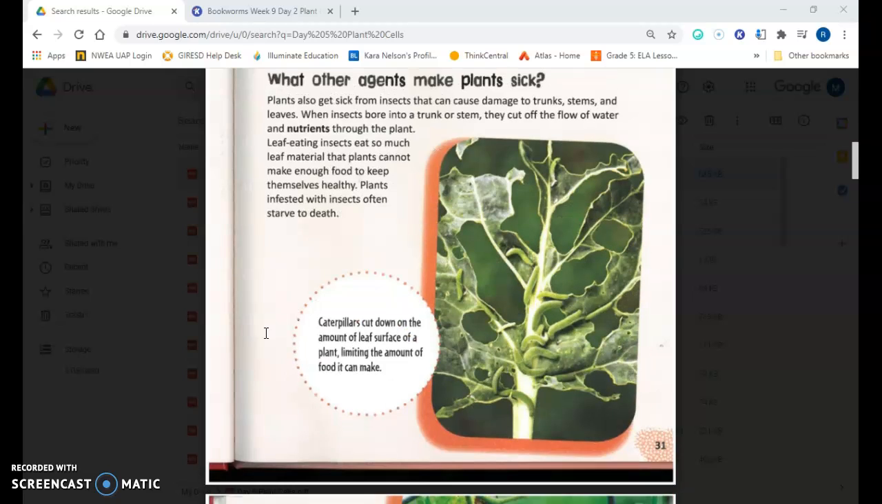So let's pause right here and recap. How can plants starve if insects are eating their leaves? Go ahead and answer that now. Here we have a picture. It says caterpillars cut down on the amount of leaf surface of a plant, limiting the amount of food that it can make.